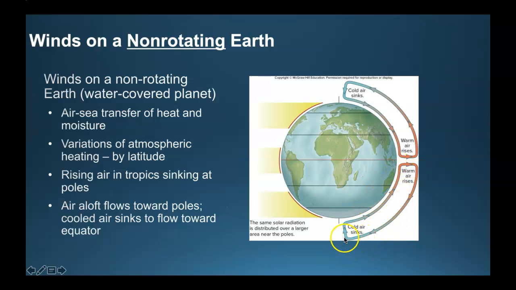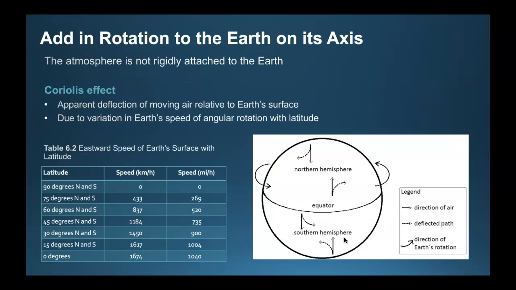So remember, this is a really simplified model that would only be the case if our earth were not rotating, but alas, it does rotate. So it's rotating on its axis. The atmosphere is not rigidly attached to the earth. I know that doesn't seem like a profound statement, but we have to think of the atmosphere as just this outer envelope of gas, right?